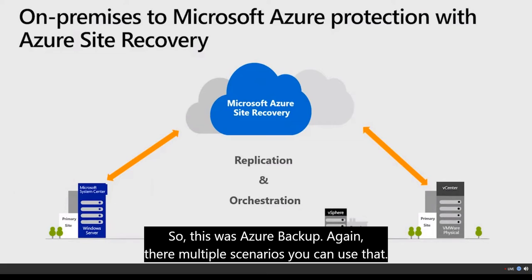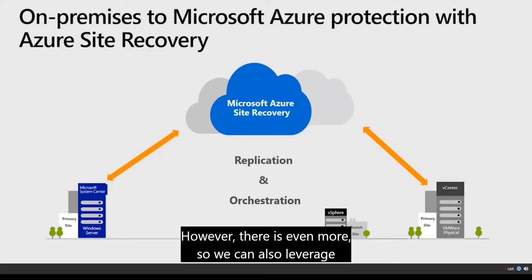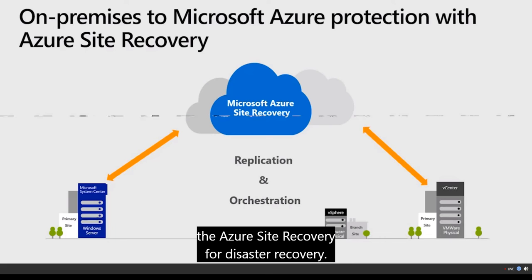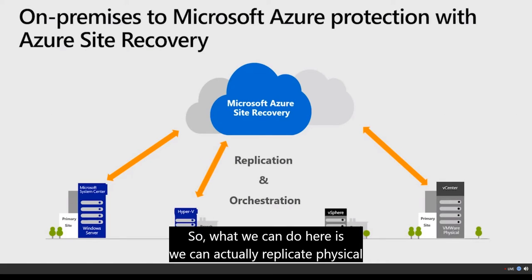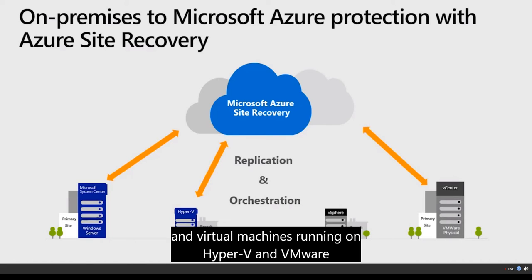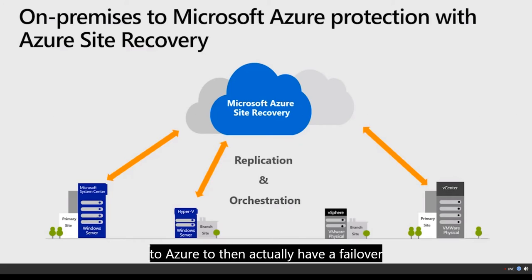So this was Azure Backup. Again, there are multiple scenarios you can use that. However, there is even more. So we can also leverage this, Azure Site Recovery for disaster recovery. So what we can do here is we can actually replicate physical and virtual machines running on Hyper-V and VMware to Azure to then actually have a failover region basically available.